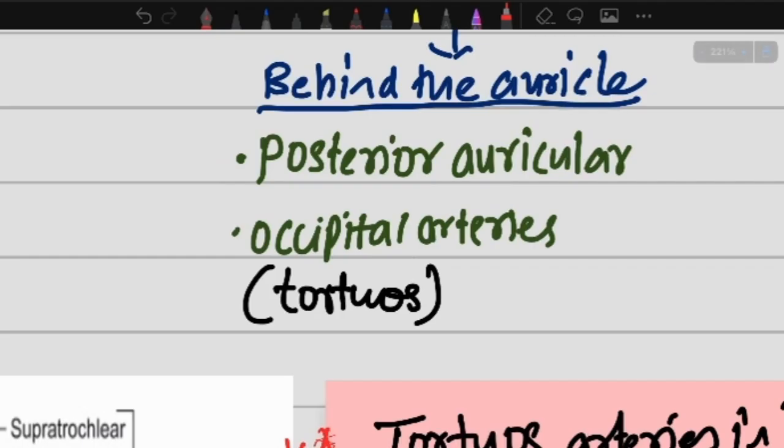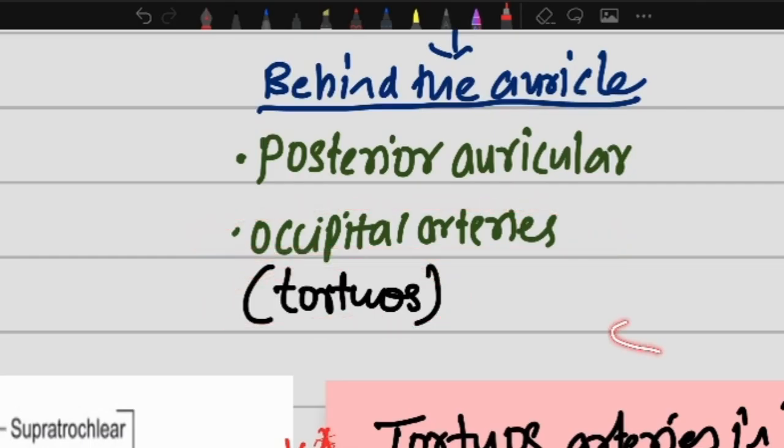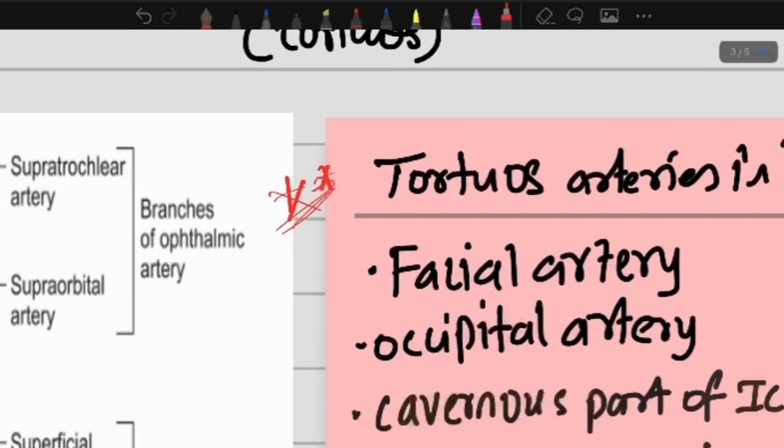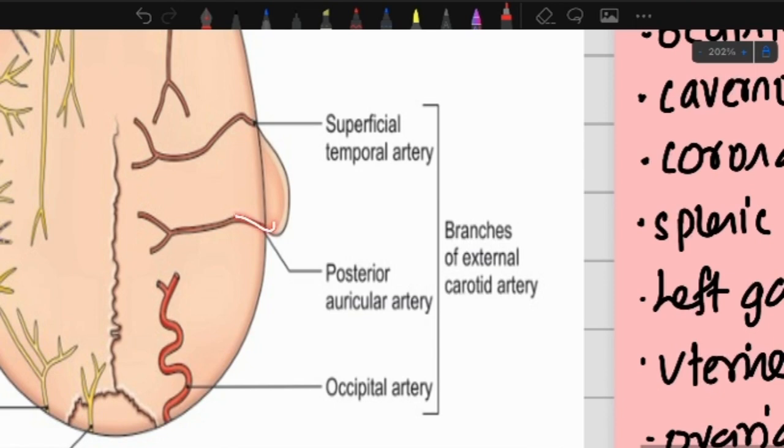Now behind the auricle we have two arteries. These are the posterior auricular, of course it is posterior to the auricle, and the occipital arteries. These occipital arteries are tortuous, that is, they are in a snake-like pattern. We can appreciate this in the diagram. Behind the auricle we have the posterior auricular artery and the occipital artery. You can see the course is tortuous, like a snake. So this structure is known as tortuous.